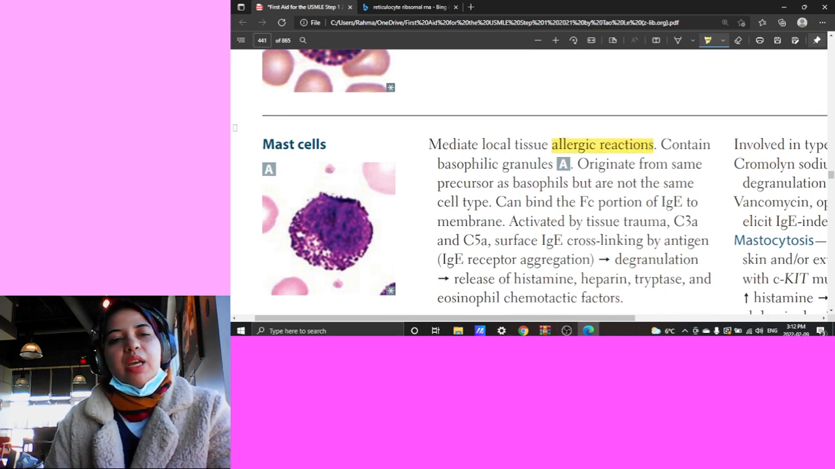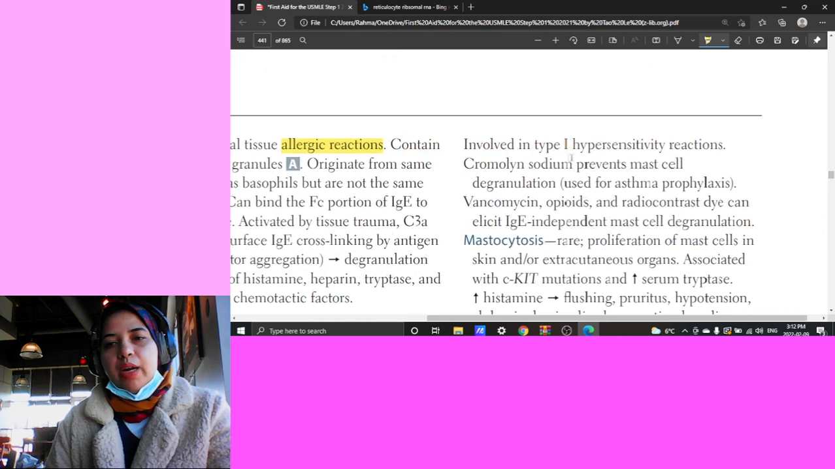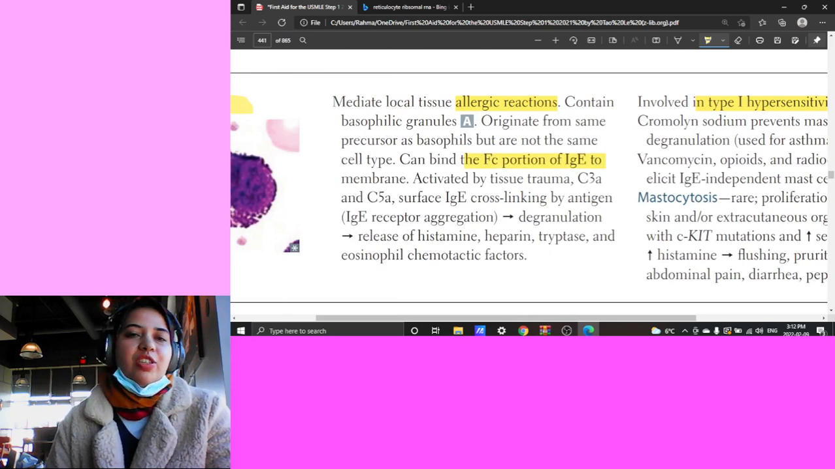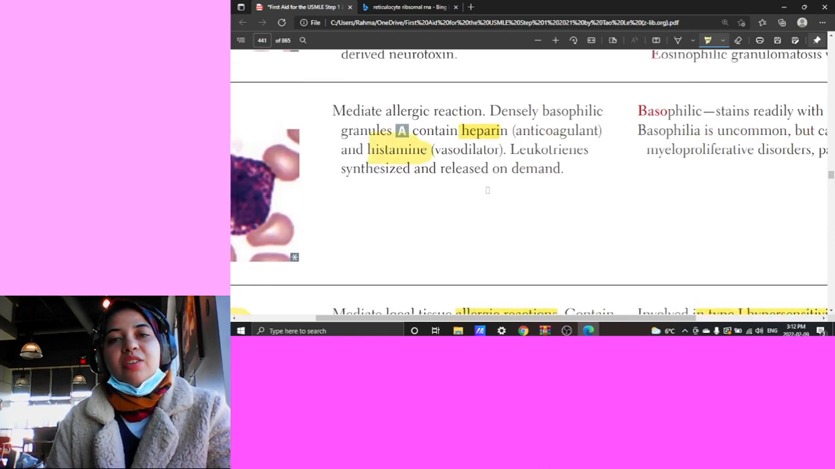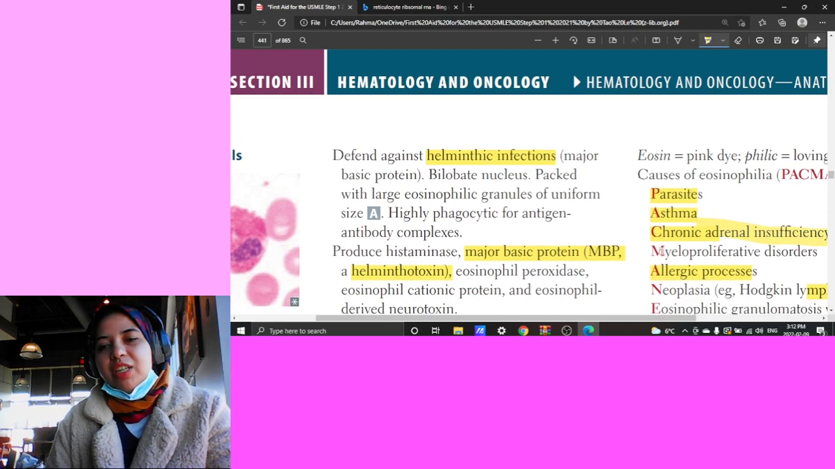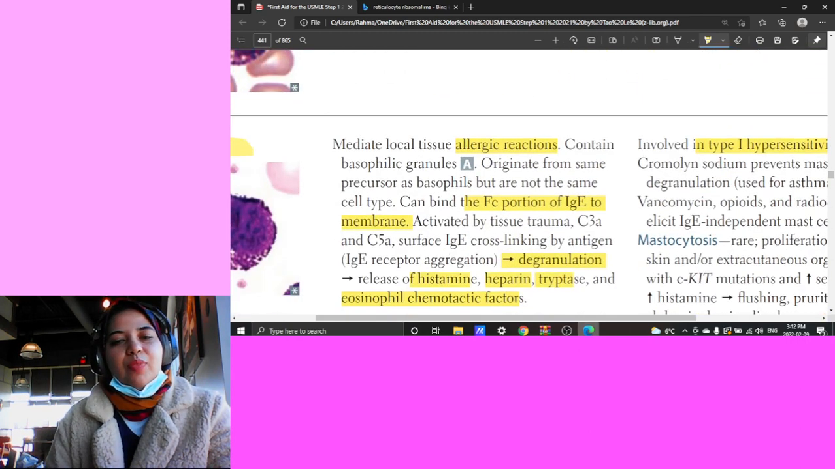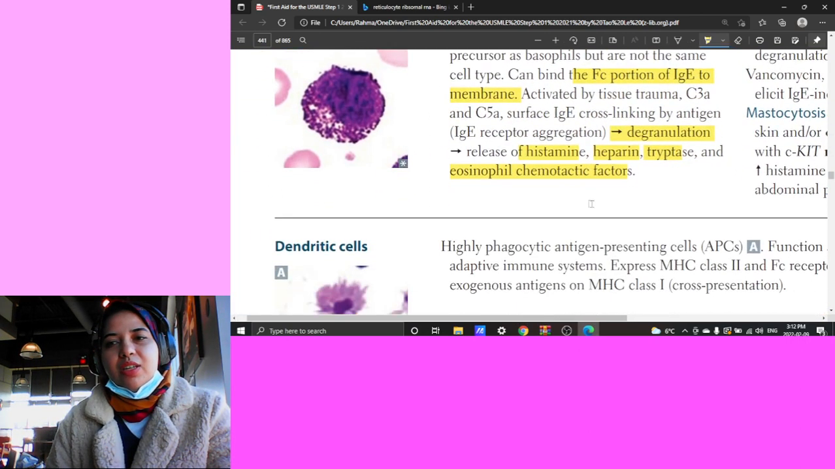And you want to always associate mast cells with type 1 hypersensitivity reaction. When they ask you what's going on, you're going to answer the question by saying, well, there's binding of the Fc portion of IgE to the membrane. And that's going to trigger something which we call degranulation. And that degranulation is going to cause release of histamine, heparin, tryptase, and eosinophil chemoattractant factors. Remember, this eosinophil chemoattractant factor is what's going to bring the eosinophils to the area where an allergic process is going on or where asthma is going on. So the cell that triggered that is the mast cell. So that's important for you to know.